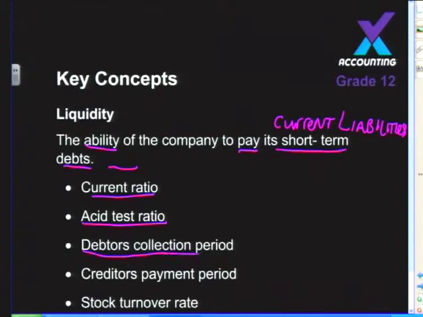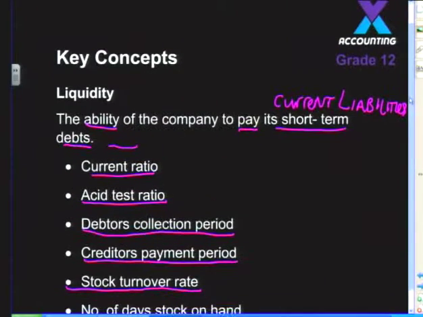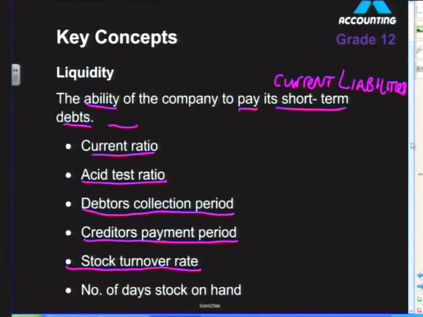your debtors collection period. This ratio looks at how long your debtors are taking to pay their debts. Your creditors payment period. Then we have our stock turnover rate. And then the last one, which you guys cannot see at the moment, is the number of days stock on hand.